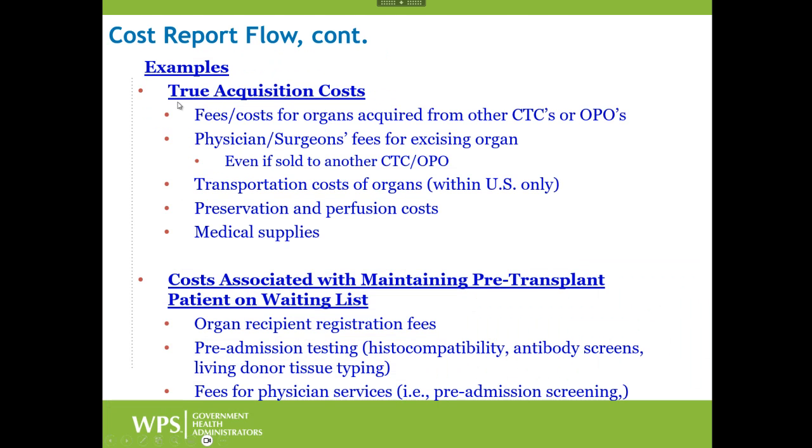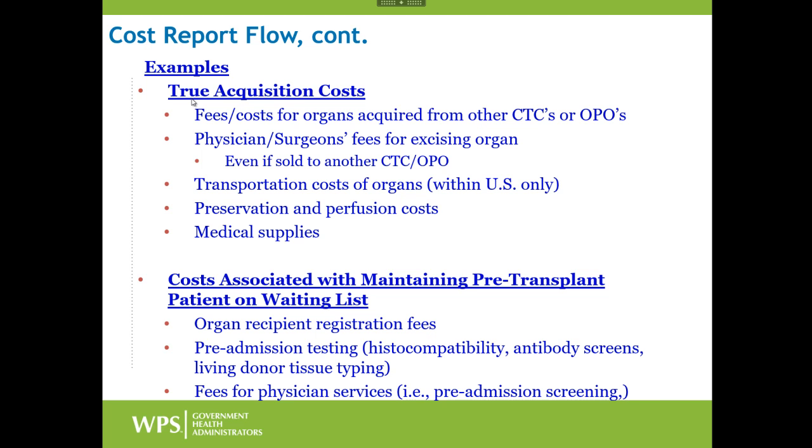So here are, and again, direct is not the best word, because indirect would be general service overhead costs, and we're not by any means saying that these other costs not reported in the direct organ acquisition cost center, we're not saying that those are overhead.